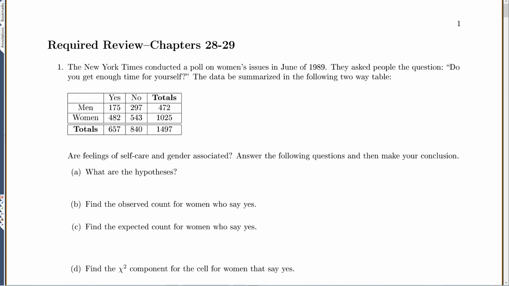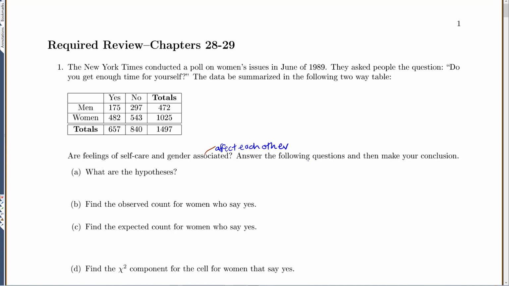And it wants to say, are feelings of self-care and gender associated? Sometimes the person that writes our exams likes to say associated when she means, do they affect each other? So when she says associated, she means, do they affect each other? Answer the following questions and then make your conclusion.